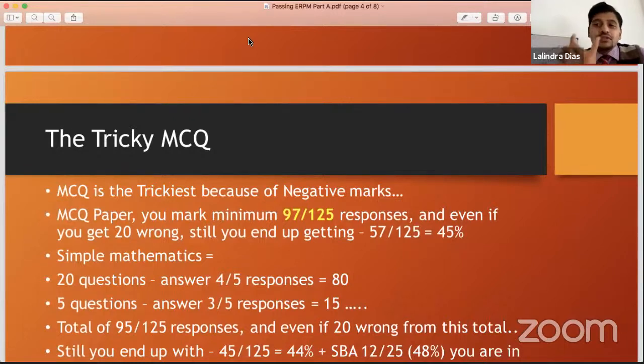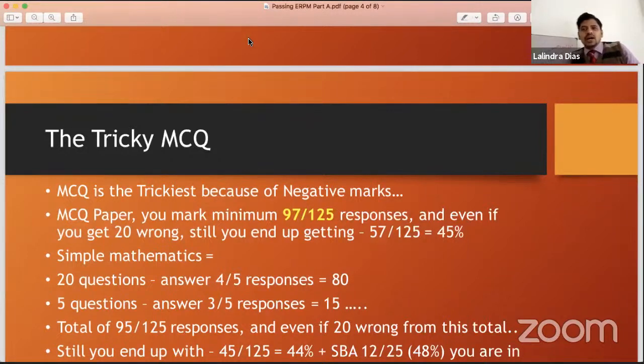So if you mark 95 responses out of 125, you are in the driving seat, in the box seat, right? Why did I say that? Guys, we answer 95 responses thinking they are 100% correct. That is correct for yourself, but what is correct for yourself may be wrong for the examiner. That may not be 100% accurate.